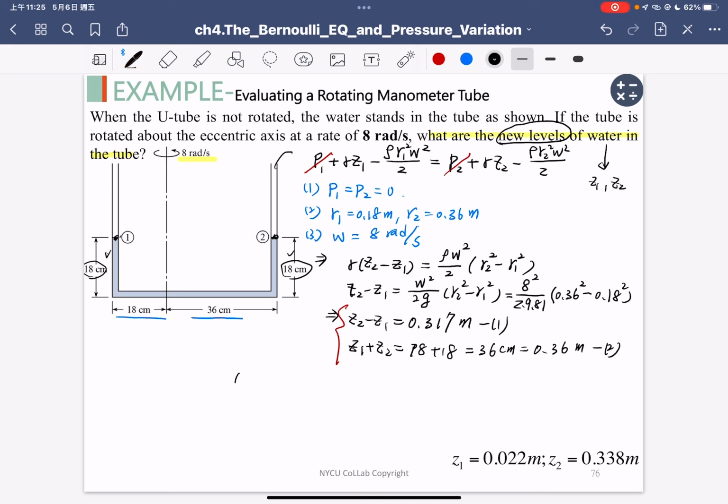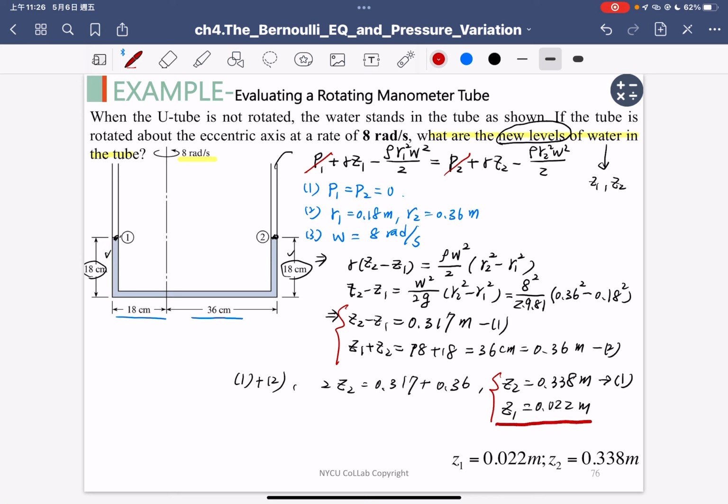So maybe first we just add 1 plus 2, and then we know that 2 times Z2 will equal 0.317 plus 0.36. Then you know how large Z2 is. You can use the calculator to double check the number: it is equal to 0.338 meters. And you just put this number back into equation 1, and you can solve that Z1 is equal to 0.022 meters. Okay, so this is our final answer for our question.